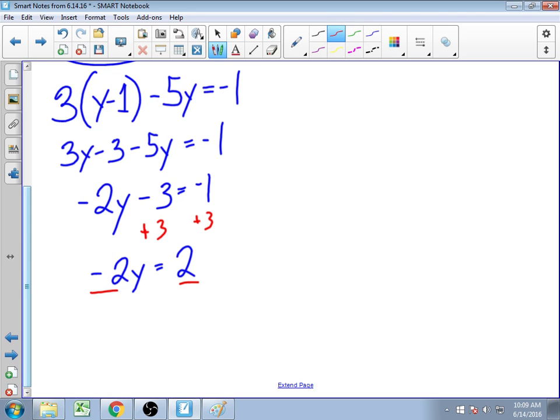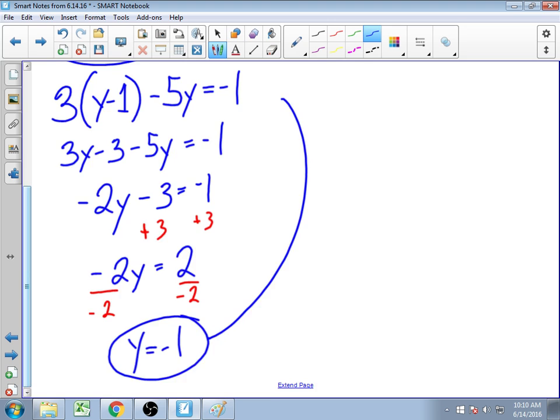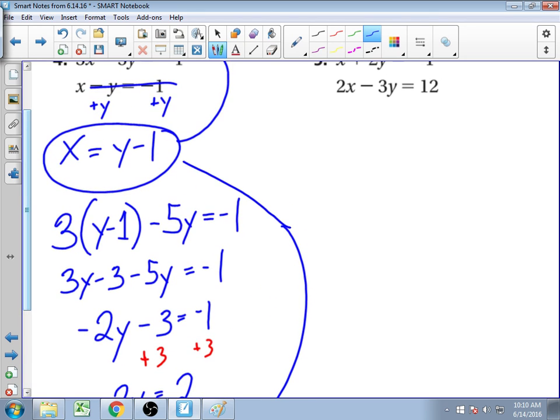Divide to isolate. Now we're still not done. So y equals negative 1. And then you just solve it. I really know what y is now. Since I know what y is, I take it and use it to figure out what x is.